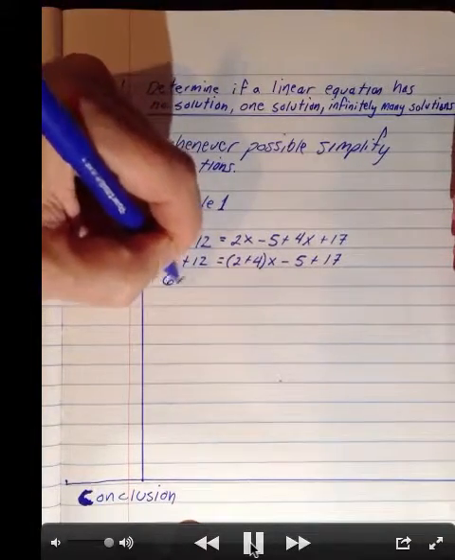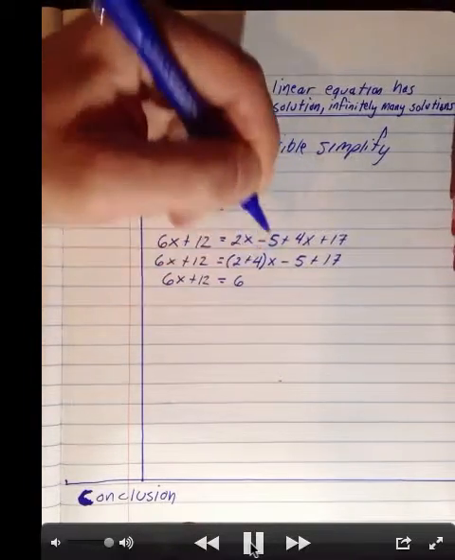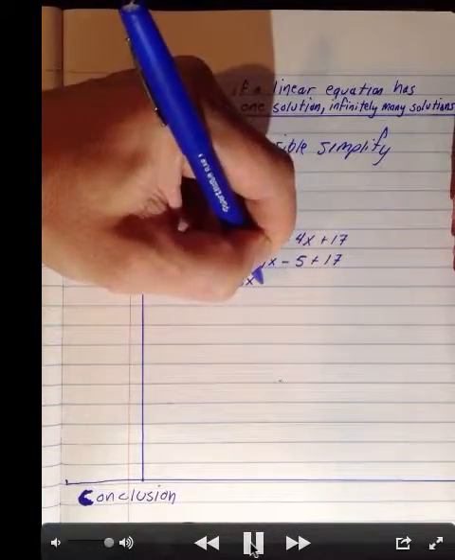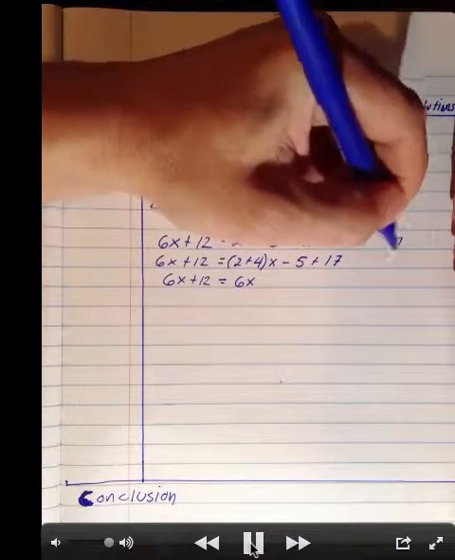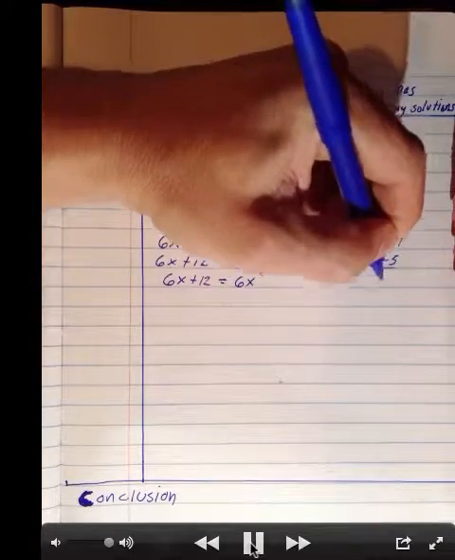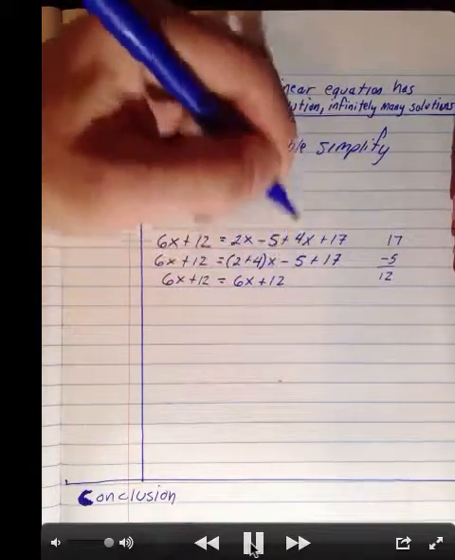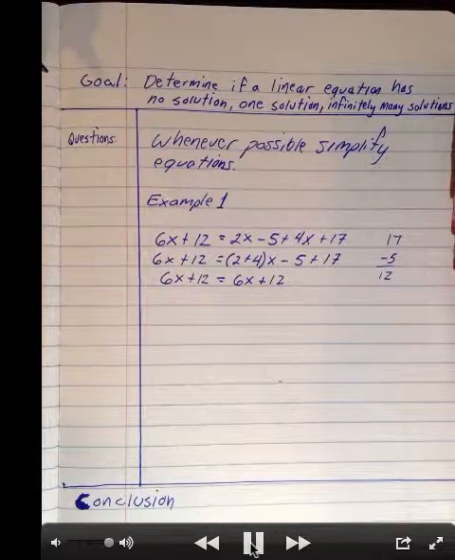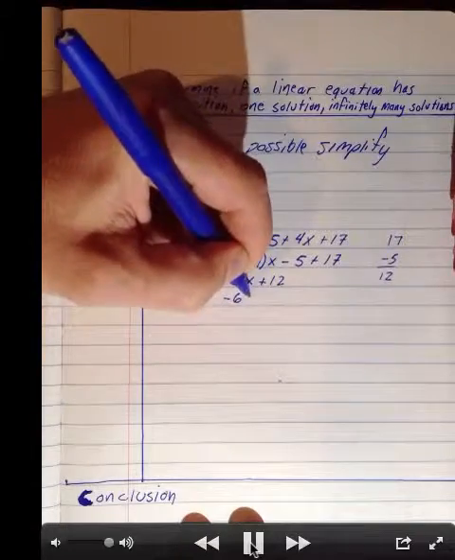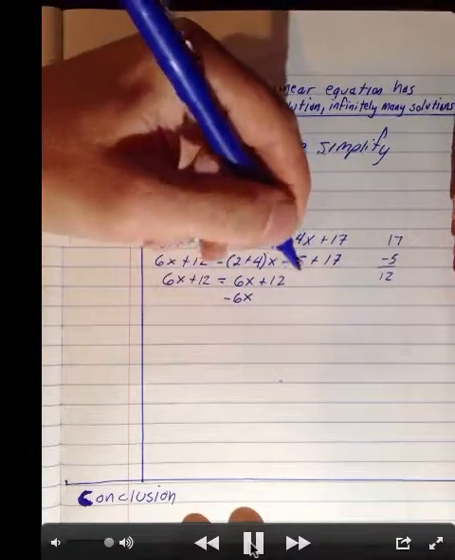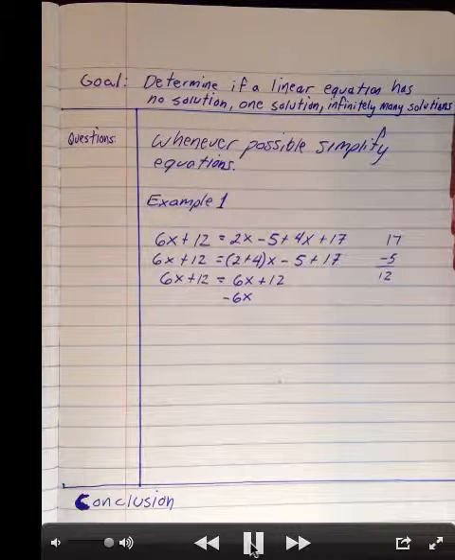It's important when you're simplifying to do just one step at a time. So I'm just going to add 2 plus 4, that's 6x. I can combine negative 5 and 17 and get 12. Now this looks kind of interesting. 6x plus 12 equals 6x plus 12. We're going to create a zero pair to eliminate the 6x on the right side.